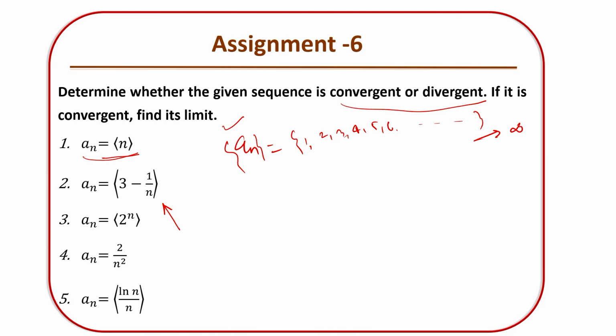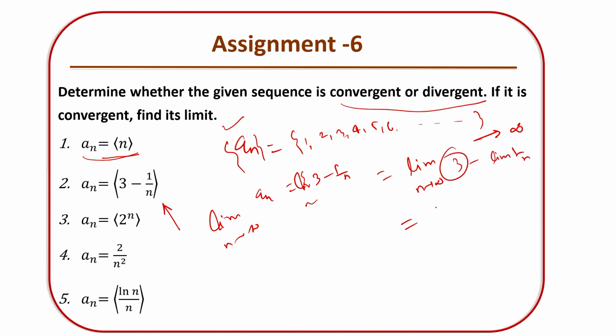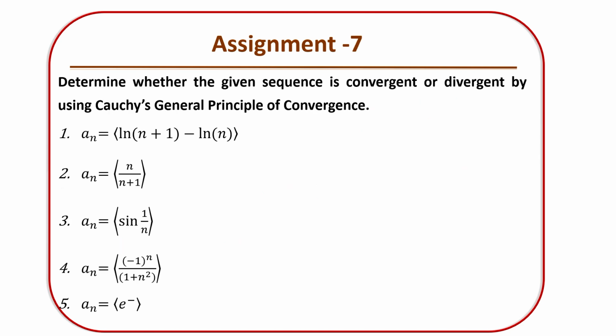Similarly, look at this problem. This problem is quite easy. So, this a n is nothing but 3 minus 1 by n. So, limit of n tends to infinity of 3 minus 1 by n. Use the algebra of limits: 3 minus limit of 1 by n. Any constant is the constant itself, and this is going to be 0. So, this is 3. What about 2 pi power n? We had already done it in the previous slides. You will find it easy.